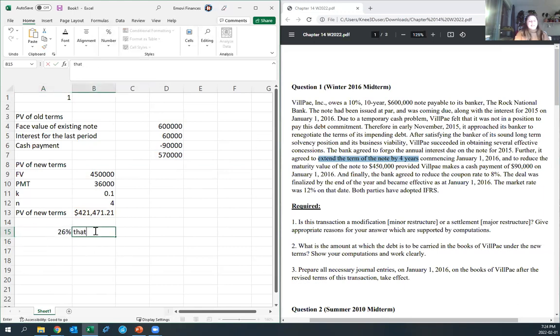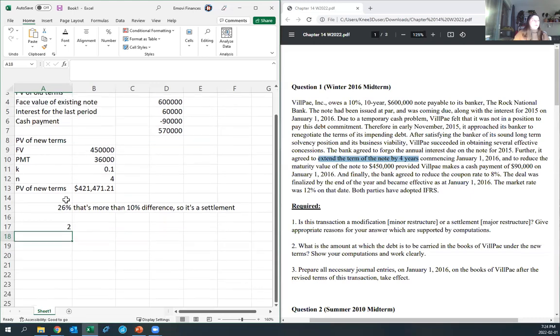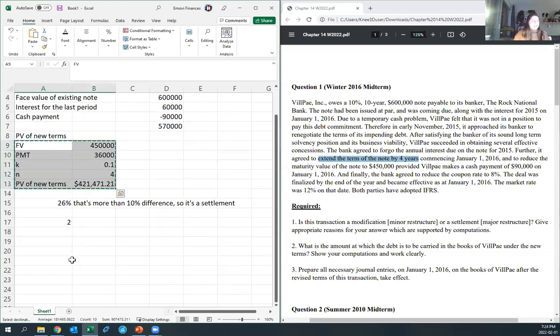So that's more than 10% difference. So it's a settlement. All right. So for part 2, now we're going to have to find what amount I record that new term in my books. So we're going to do the exact same calculation as what we did here. And the only change is for the K, because here in the test we used the old market rate. Now we're going to use a new market rate to record it in our books.